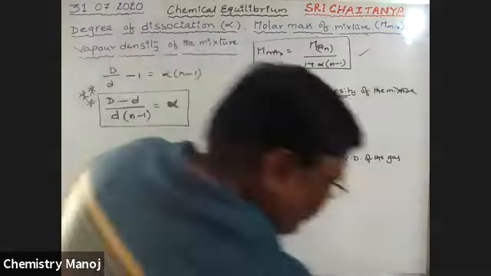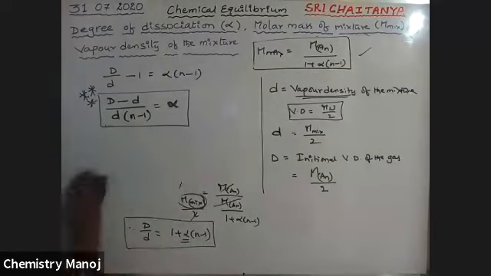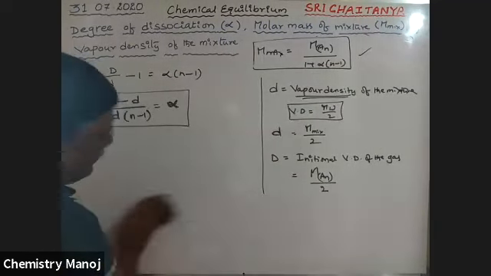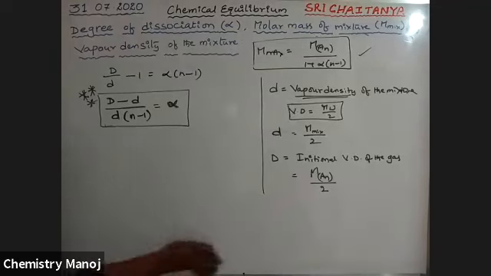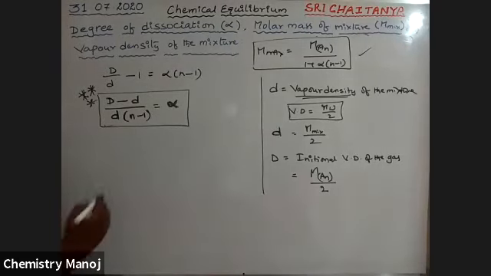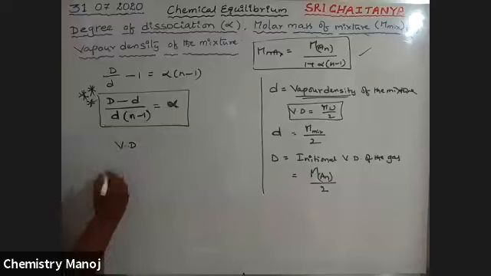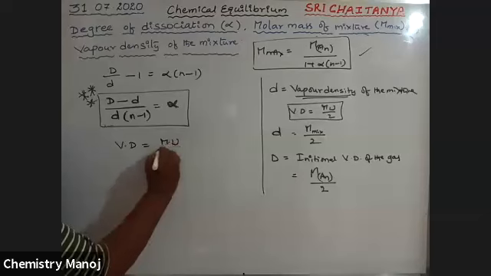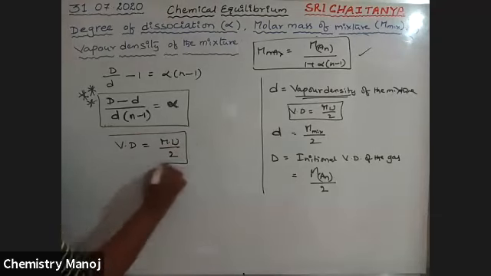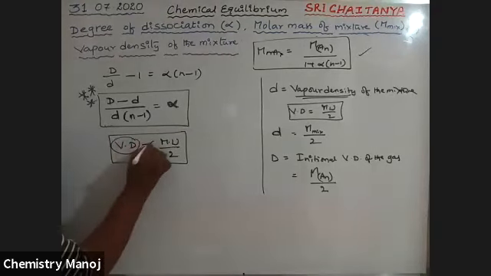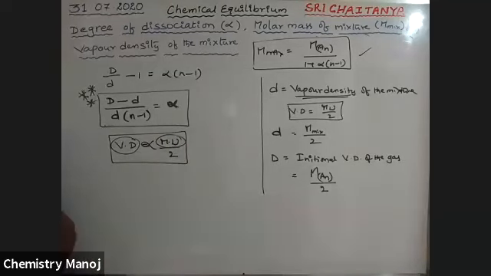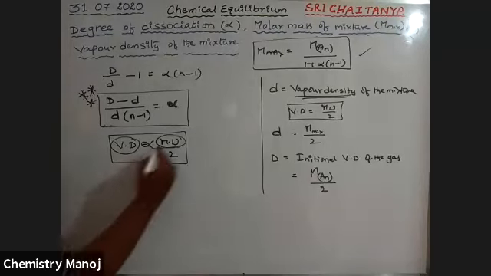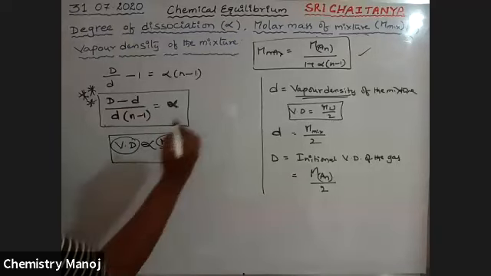Now there are two more formulas based on this topic. What are those formulas? See here. Vapor density is equal to molecular weight of the gas by 2. It is the formula. Therefore, vapor density is directly proportional to molecular mass of the gas. So in case of density, we are using molecular weight.